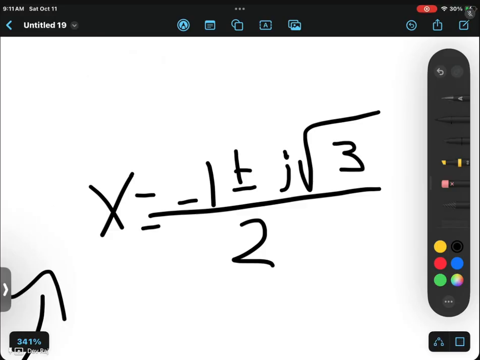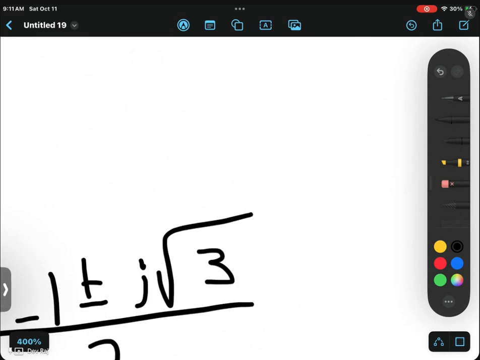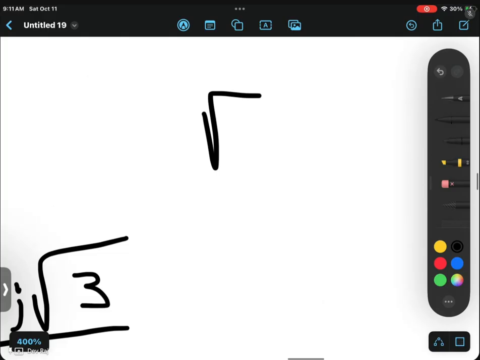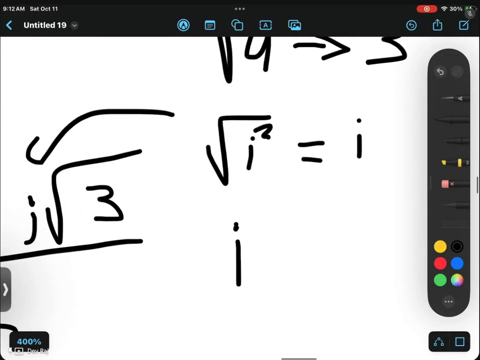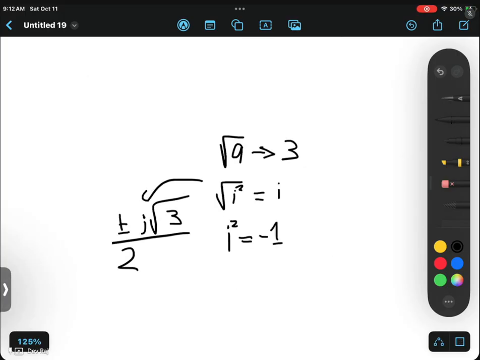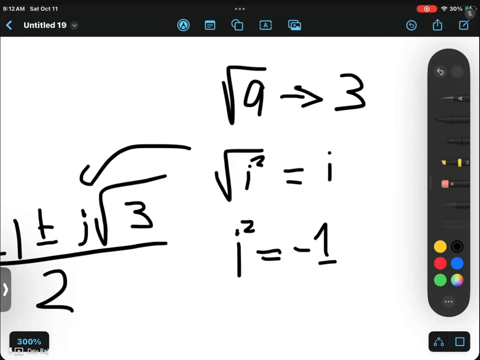I just said we take an i out of the square root when there's a negative number, right? Because anything inside the square root can be simplified, like the square root of 9 is just 3. So to get the i outside, we have to do the square root of i squared, right? That is equal to i, and this i squared is just equal to -1. So that's why when there's a negative number, we can take out an i.